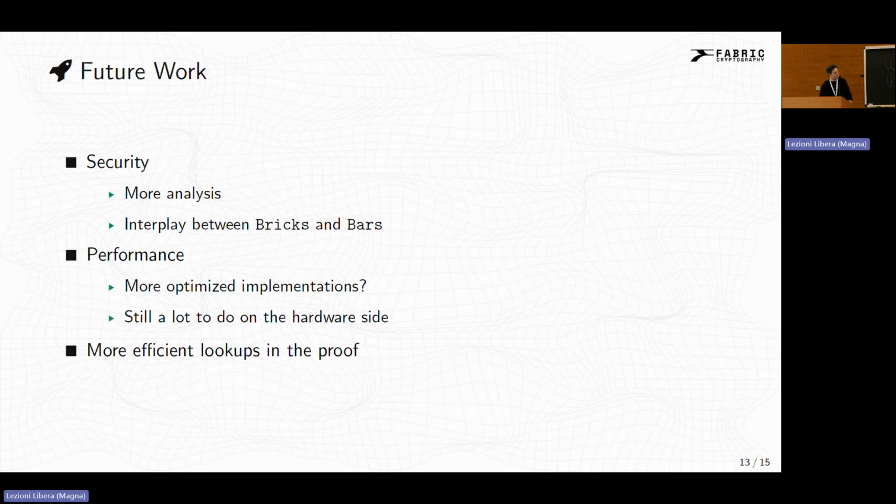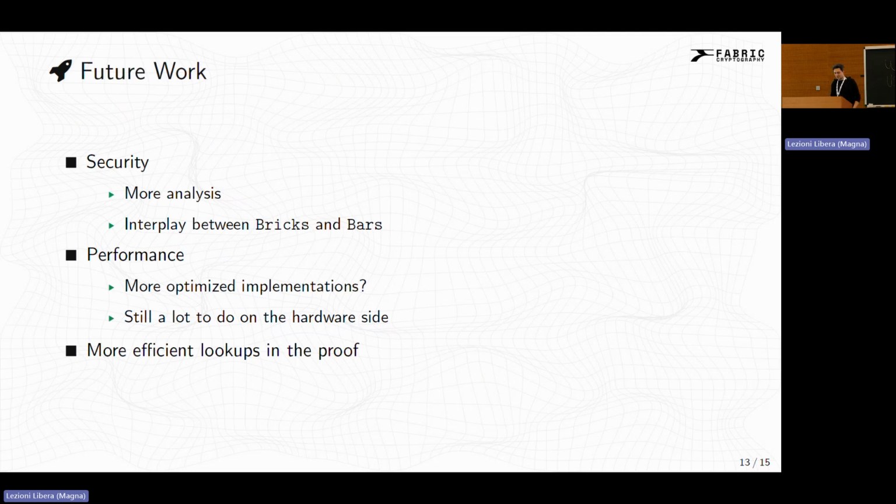That's about security, and similarly for performance, we always hope for more optimized implementations. I think that has been the case also for other symmetric primitives. They have been proposed and then they become faster over time, so they tend to age like fine wine, at least if they're not broken. So there's still something to do here. And also on the hardware side, like I've said before, there's really nothing we have done yet.